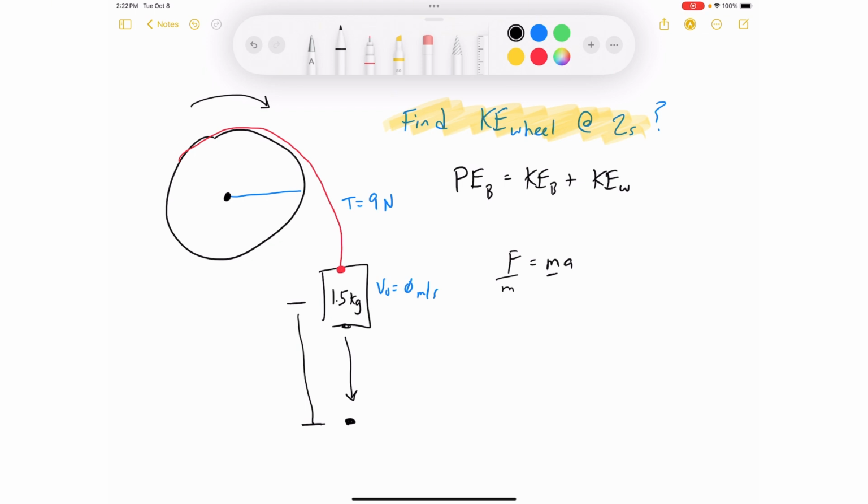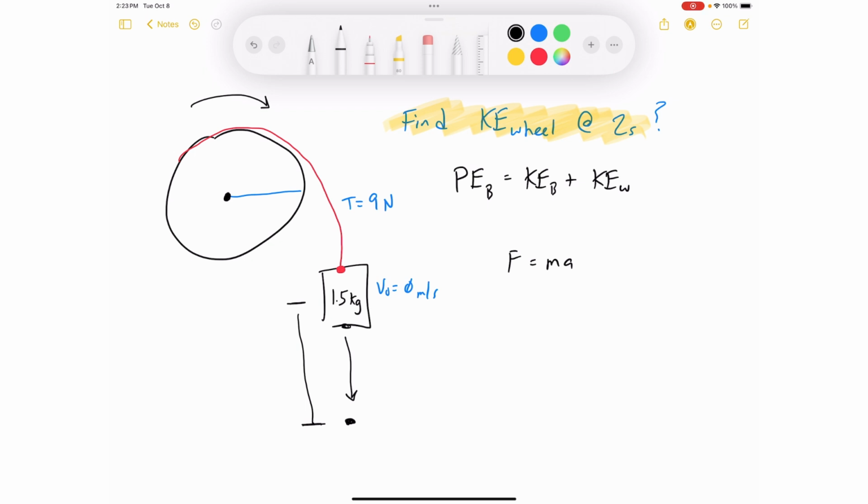And so you can think of F equals ma as a law about inertia, meaning the more mass you have, the more inertia, meaning the more resistance it's going to apply. Same thing for this wheel. So Newton's second law, F equals ma, right? But that's for linear motion.